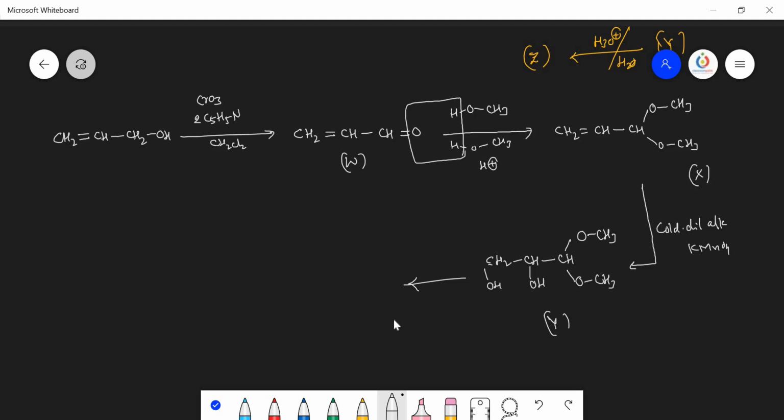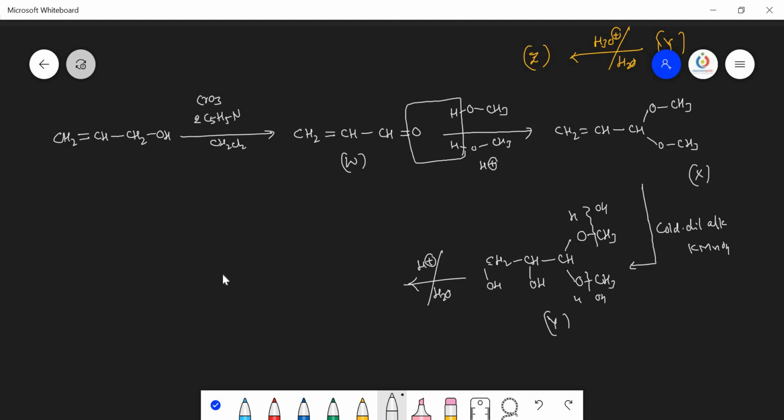Now this compound on reaction with acid hydrolysis, H plus and H2O, will be broken. H this side and OH this side. So indirectly they used this reaction as a protecting group for the aldehyde. They want to protect the aldehyde because the aldehyde would be oxidized if you use cold dilute alkaline KMnO4. So directly if you put cold dilute alkaline KMnO4 here, OH, OH, here COOH will come. So that's why they want to protect this aldehyde by using methyl alcohol or ethyl alcohol.